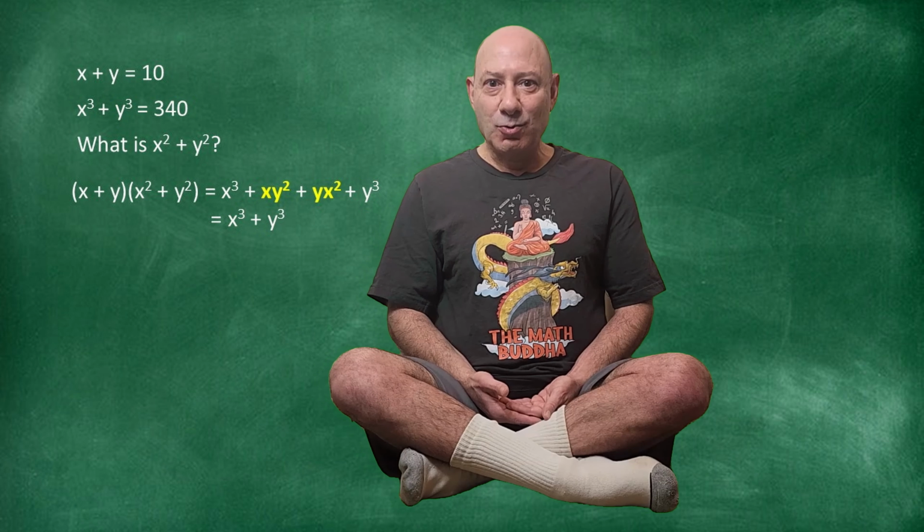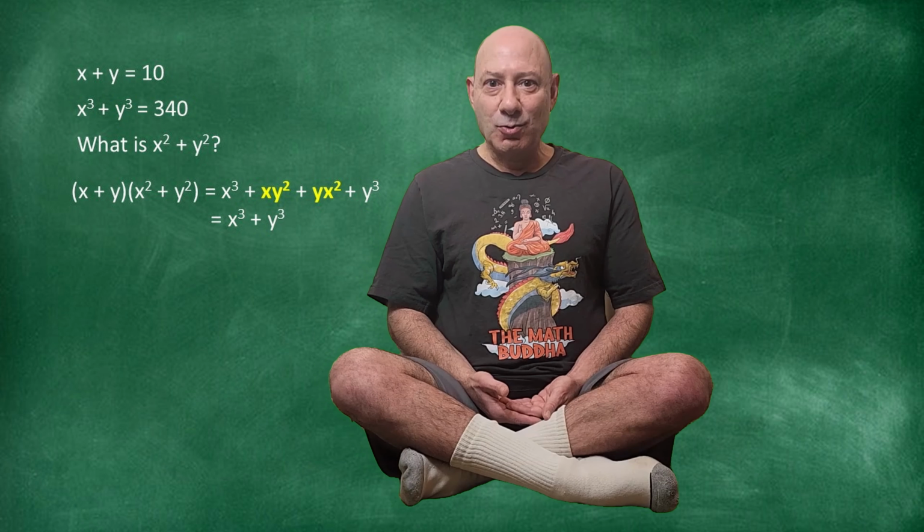Next, let's simplify. We know the value of x plus y. It's 10, so why don't we just plug it right in? x squared plus y squared we don't know. That's what we're trying to solve for. So how about we give it a name? Why don't we just call it r? Now, over here on the right-hand side, we have x cubed plus y cubed, which is known. That's 340, so let's plug that in. The xy is not known, so how about we give that a name too? Let's call that s. And that's being multiplied by x plus y, which is 10. So we could write this product as 10s, giving us 10r equals 340 plus 10s.